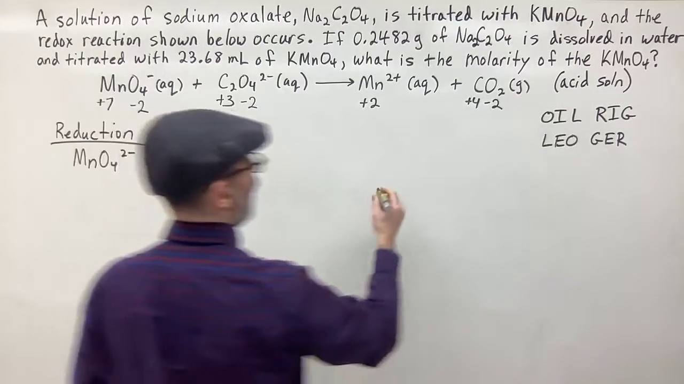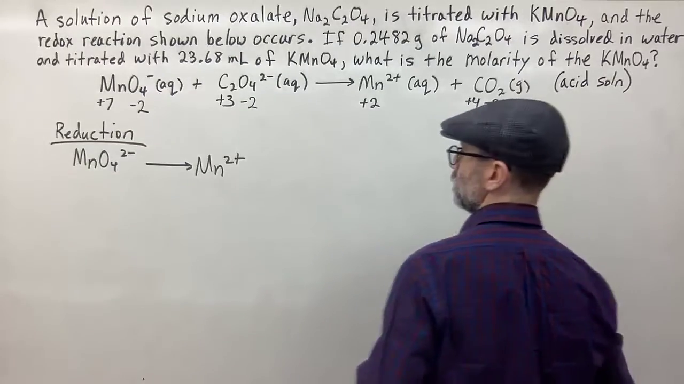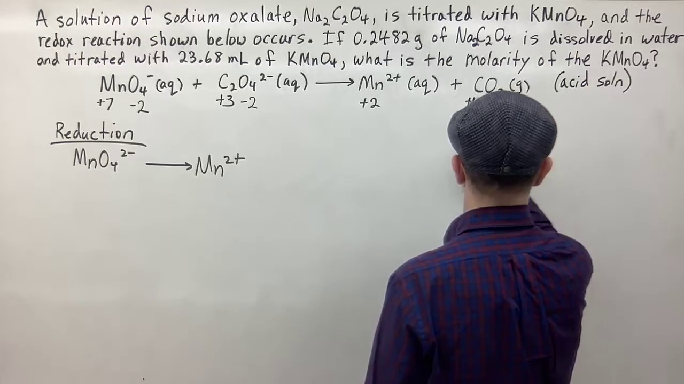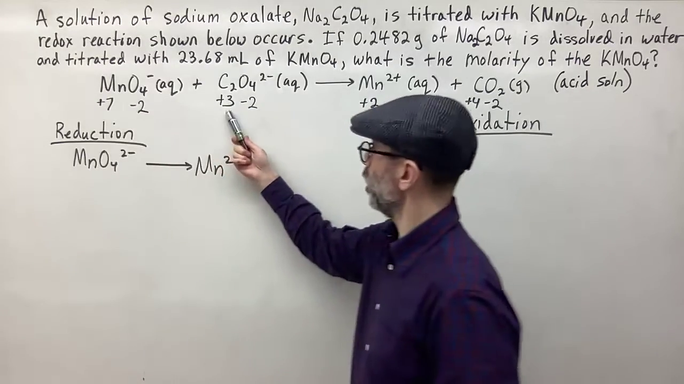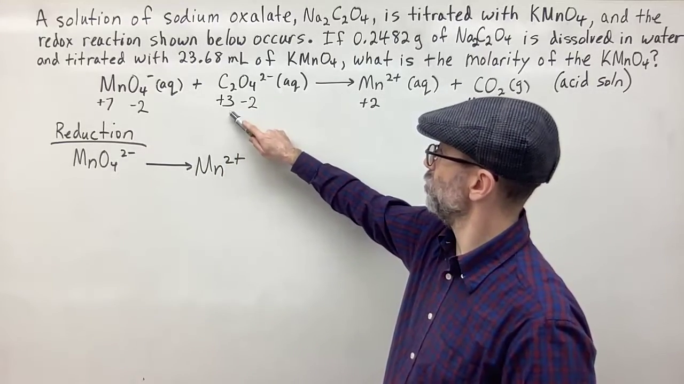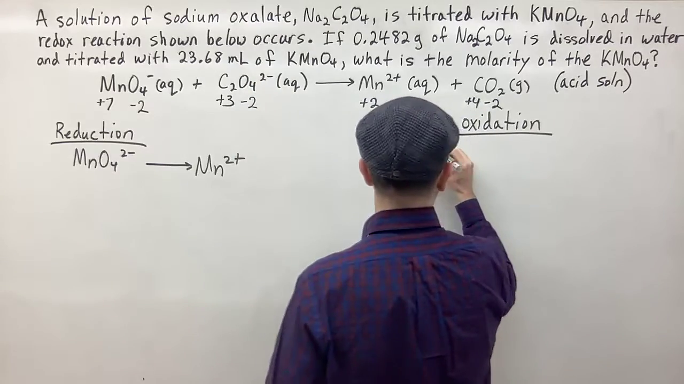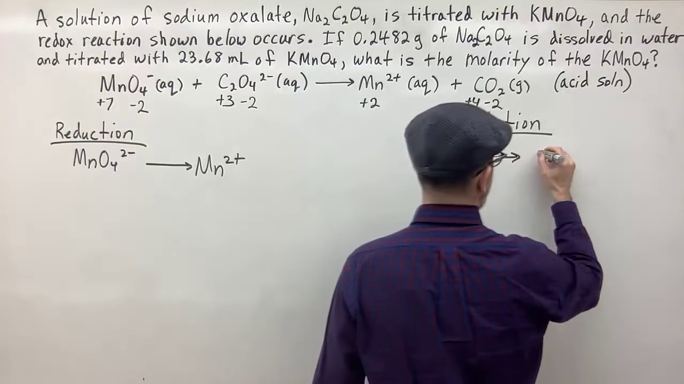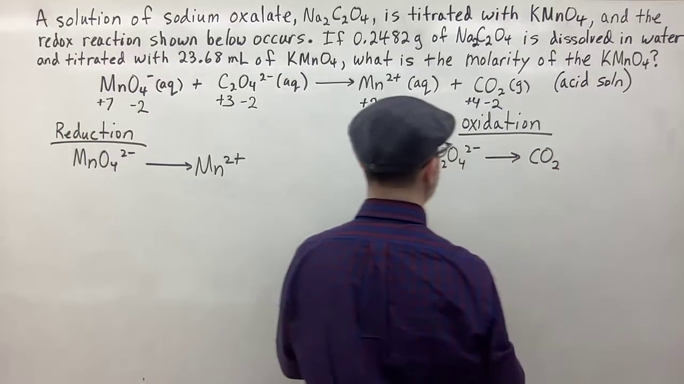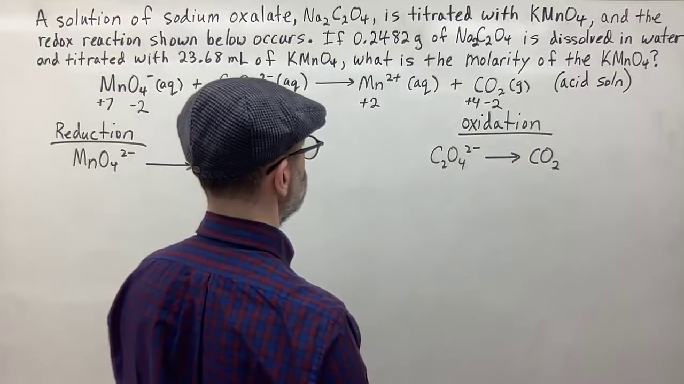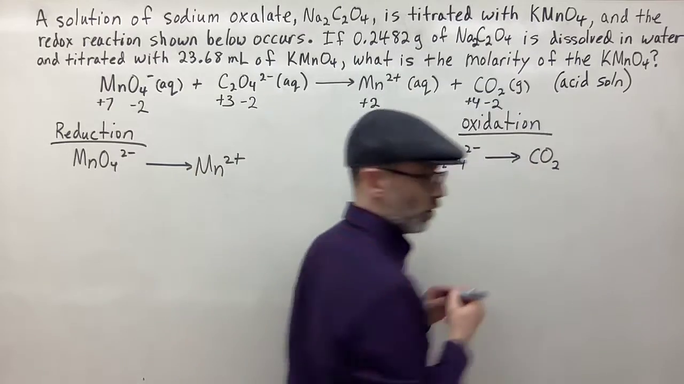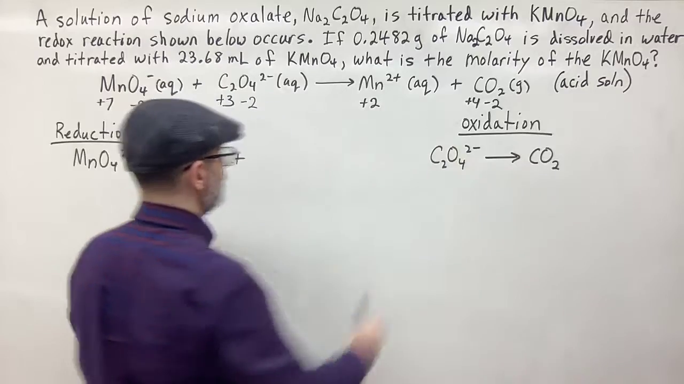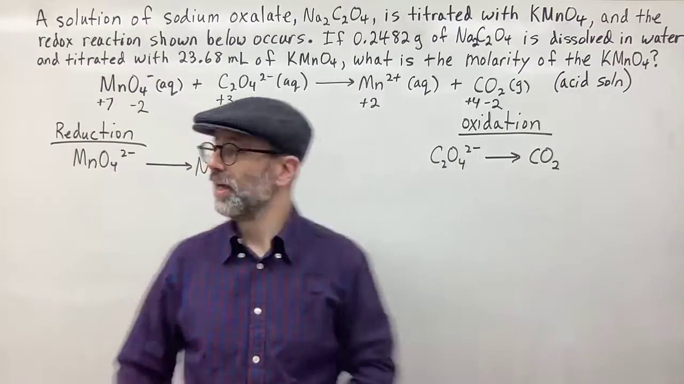And then the oxidation, I'm going to go ahead and remove this. So then on the oxidation side, for oxidation, we saw that the carbon underwent oxidation. So here we have C2O4 2-, the oxalate ion. So we're going to have that here, C2O4 2-, and that's going to go to carbon dioxide on this side, CO2. Let me double check. Okay, so now we have the separated half reactions. This is the oxidation half reaction. This is the reduction half reaction.